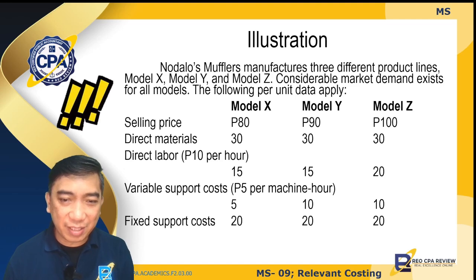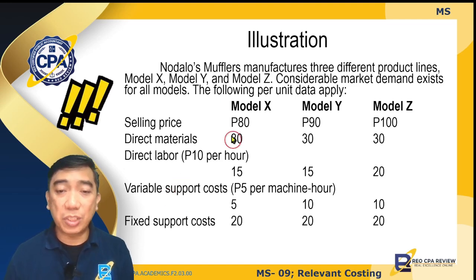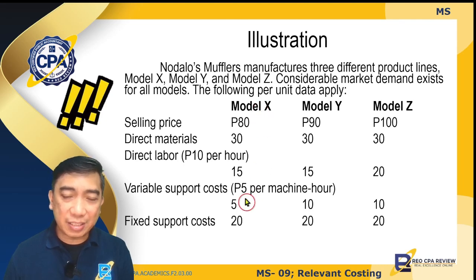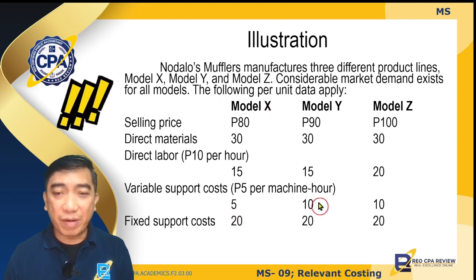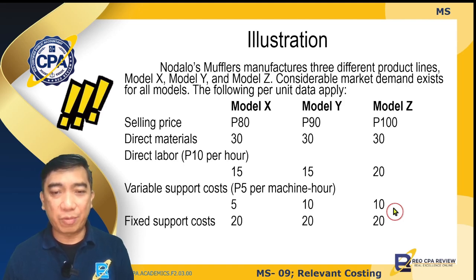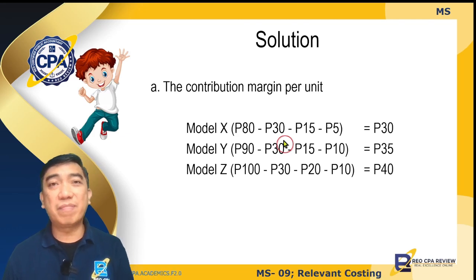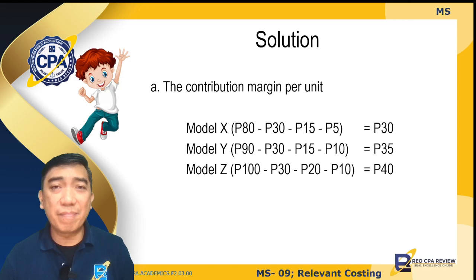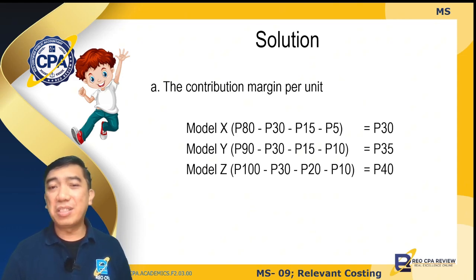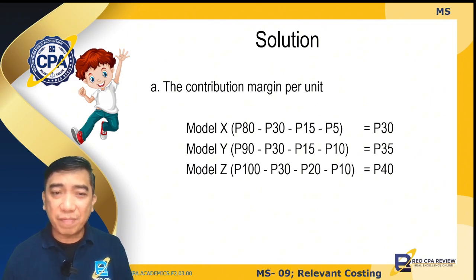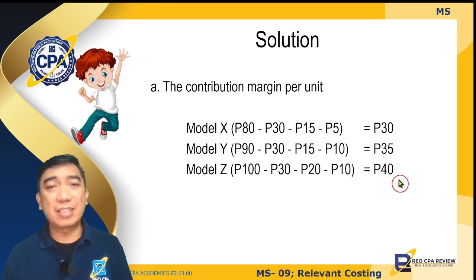So, anyway, balikan muna natin siya para alam natin ilan yung machine hours. For Model X class, that is 5 pesos per machine hour. So, 1 hour for Model X. For Model Y, that should be 2 hours. And for Model Z, that should also be 2 hours. Alright? So, class, ito na yung number 1 natin, contribution margin per unit. Okay, class, wala namang bago dyan eh. Ang contribution margin per unit is still selling price per unit minus variable cost pa rin. So, for Model X, Y, and Z, that should be 30, 35, and 40 pesos respectively.